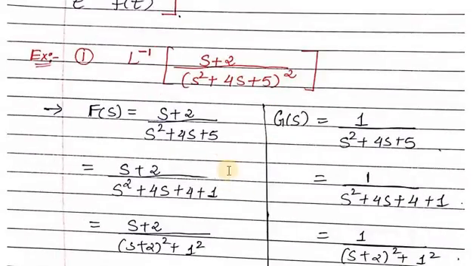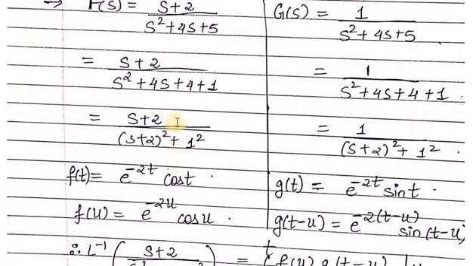So here, L inverse of 1 over s square plus 1 square will become cos 1t, and L inverse of F of s is f of t. So we have f of t equals e raised to minus 2t cos t. But we have to find out f of u, so we will replace t by u. So we have f of u equals e raised to minus 2u cosine of u, right?